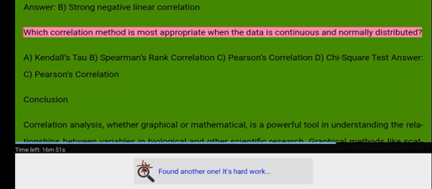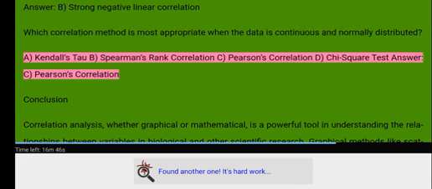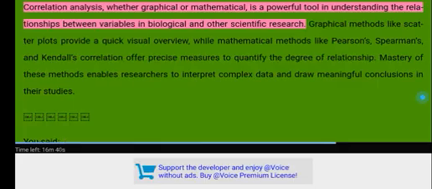Which correlation method is most appropriate when the data is continuous and normally distributed? A. Kendall's tau. B. Spearman's rank correlation. C. Pearson's correlation. D. Chi-square test. Answer. C. Pearson's correlation.